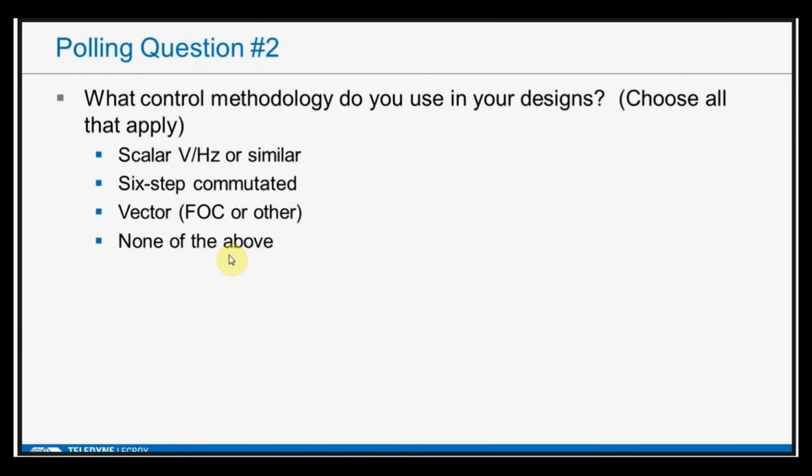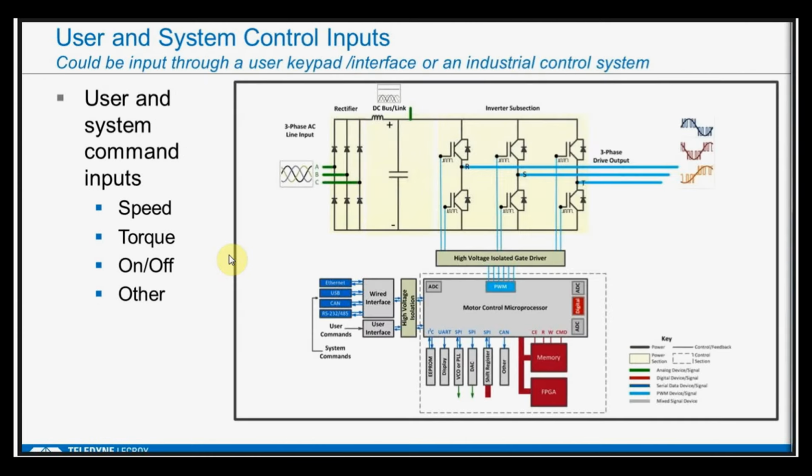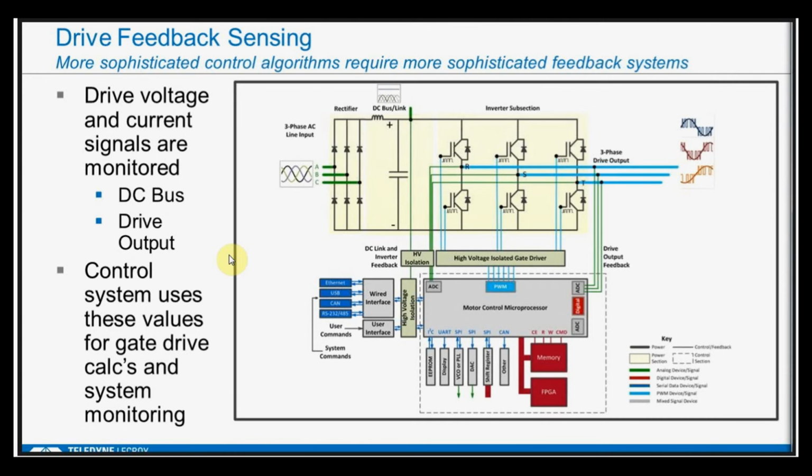Thank you very much for answering that question. So now, if we go to our next slide, we're going to talk a little bit about the user and system command inputs here. So for instance, if the drive was in an industrial system, you might have a plant management system through Ethernet telling the drive what to do, or you might have some user commands going directly in. It could be as simple as a knob on the wall or a pedal on your hybrid vehicle or something like that.